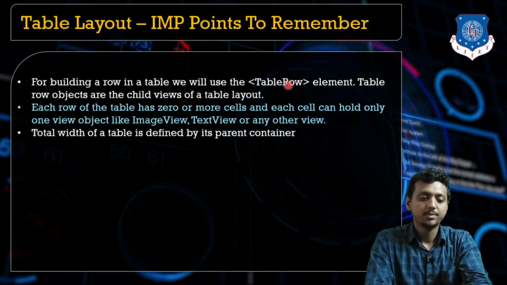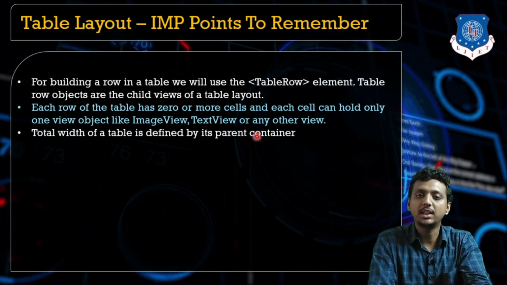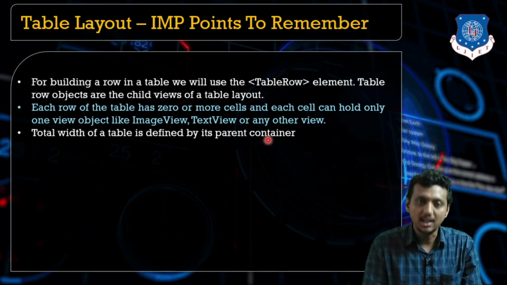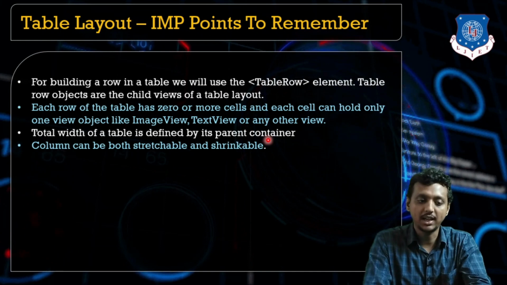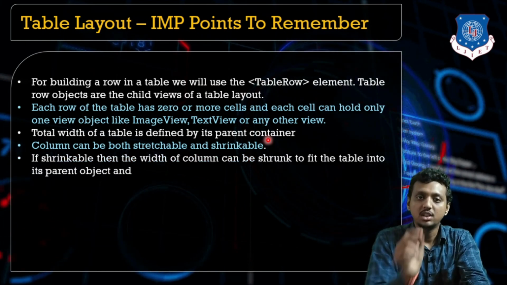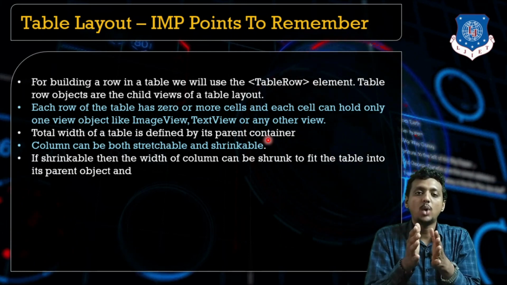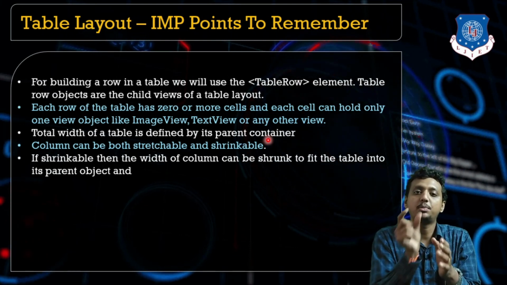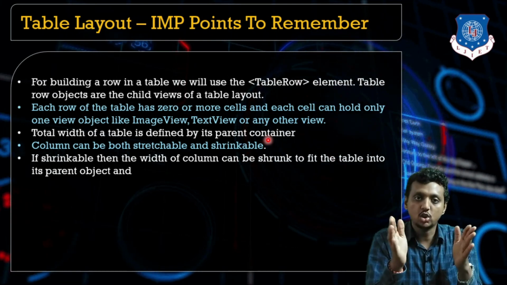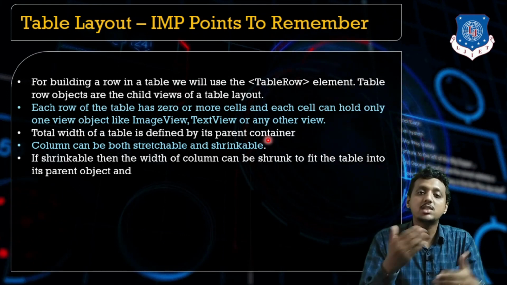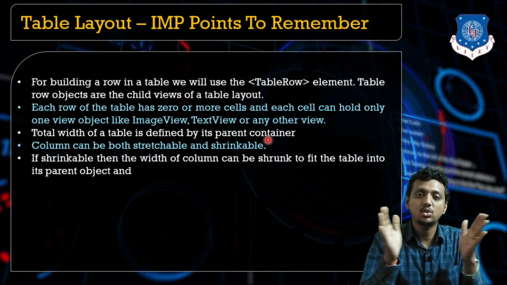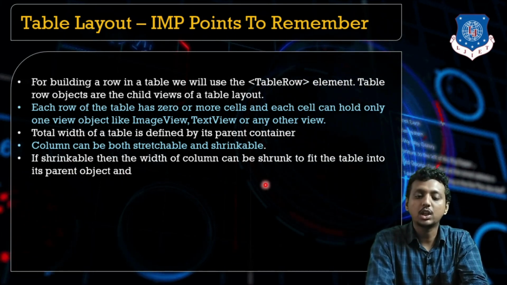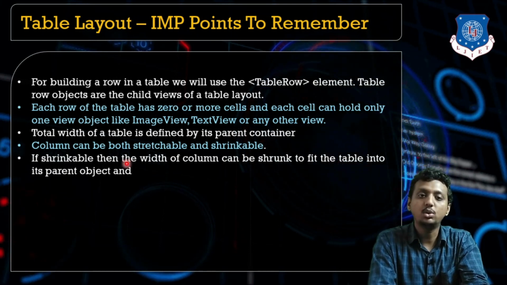The width of a table is defined by the parent container. It means whatever width the parent has, the table width can be defined as per its parent's container. Columns can be both stretchable and shrinkable. See, if you have enough space after putting the elements, then you can stretch your column for filling the gaps, as well as if you want to wrap down your content, then you can also shrink the columns. Now, if you shrink the columns, then the width of the column can be shrunk to fit the table into the parent object.